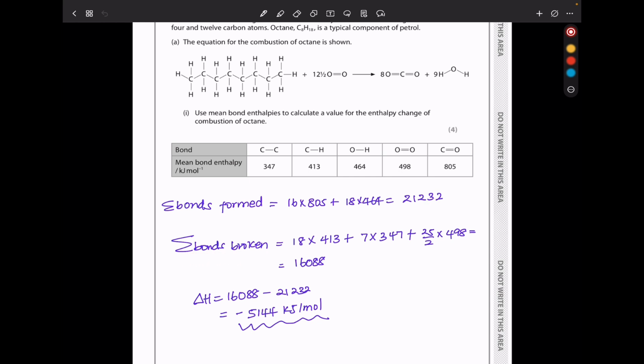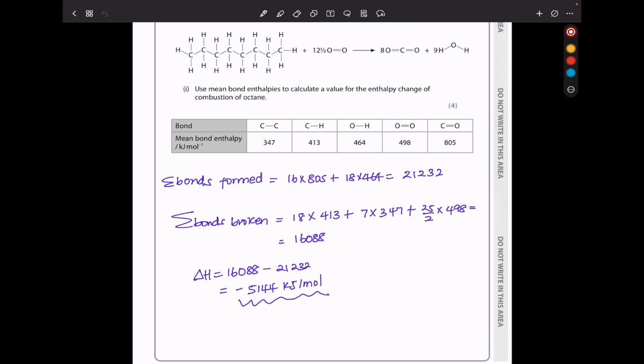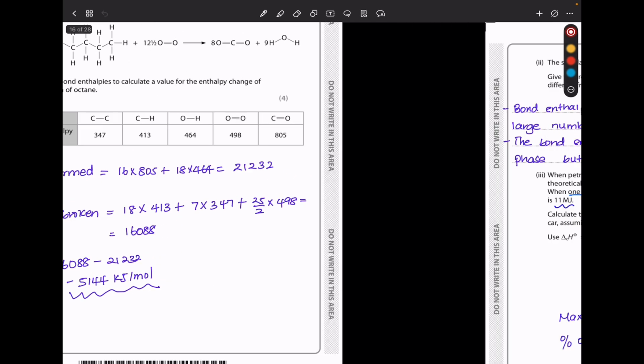And then the bonds that are broken, we have 18 carbon hydrogen bonds. You can count them here. Combining that, we get 16,088. So to find delta H, it should be summation of bonds broken minus the total bonds formed, which is this, minus that, giving us negative 5144 kilojoules per mole.